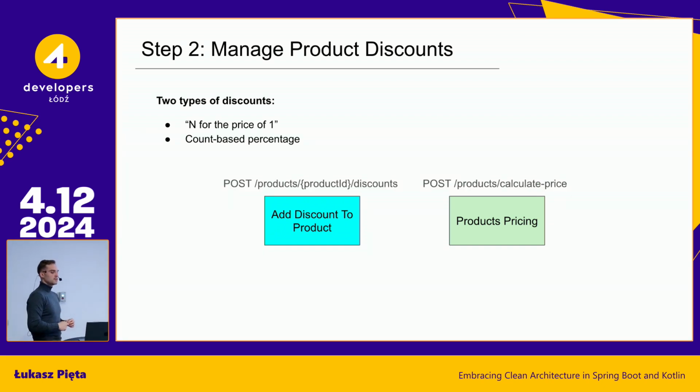So what can we do? We can have 2 endpoints. Both of them are POST HTTP methods. The first one is obvious, adding discount to product, RESTful API, right?